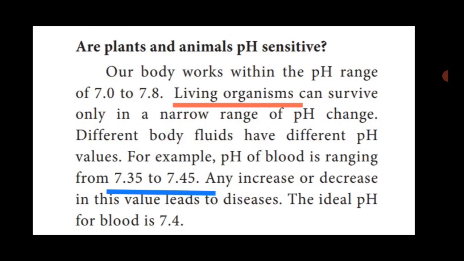For example, the pH of blood ranges from 7.35 to 7.45. Any increase or decrease in this value leads to disease. The pH of the fluid has a constant value of 7.35 to 7.45. If this value increases or decreases, our body attains diseases. The ideal pH for blood is 7.4. So our plants and animals contain certain pH values. That is, the pH of blood is 7.4.